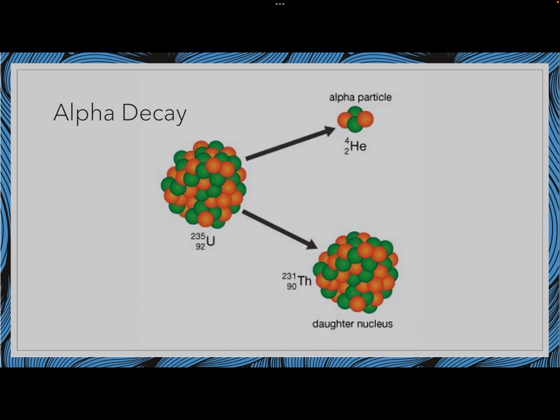Here's an example. We've got uranium-235, with atomic number 92. When that undergoes an alpha decay, we lose that helium nucleus and we get this daughter nucleus of thorium, which has 4 less mass, 2 less atomic number. Okay, so it's actually changed what element it is. Some examples.